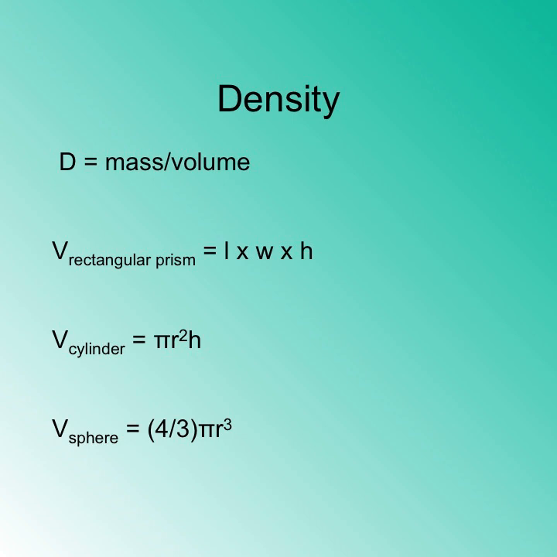Okie doke. So, volume of a rectangular prism is length times width times height. Volume of a cylinder is pi r squared times height, and use pi as 22 over 7, 3.14. It doesn't matter. You can get essentially the same answer. And the volume of a sphere is 4/3 times pi r cubed.